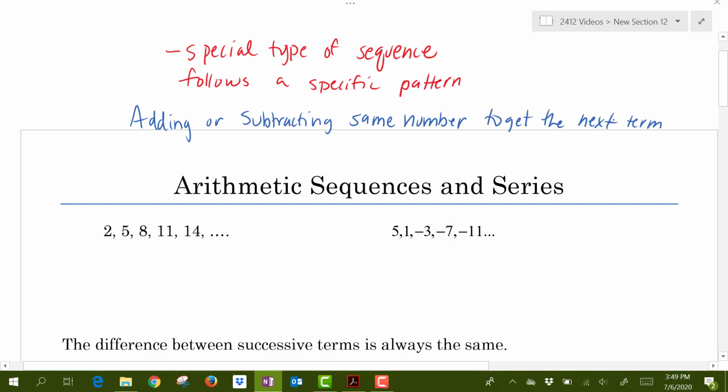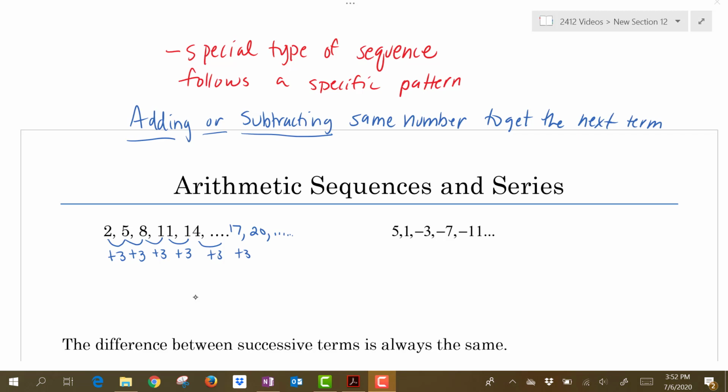Alright, so for geometric sequences we multiplied by the same number each time to get from term to term. But for arithmetic sequences, we're looking at adding or subtracting, so it's a different operation. So let's look at these two sequences. To get from 2 to 5, I would add 3. To get from 5 to 8, again, I would add 3, and then add 3, and then add 3 again. So what's the next term in this arithmetic sequence? Well, that would be 17, and then 20, and so on.